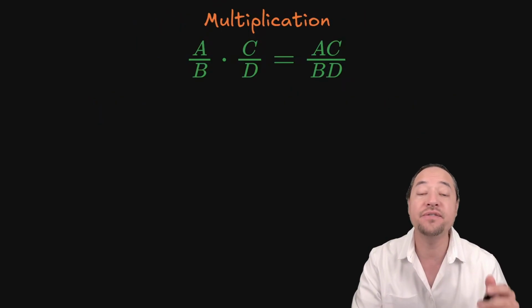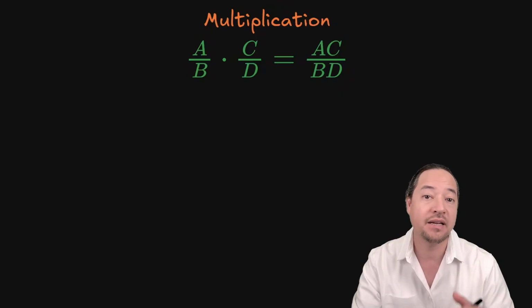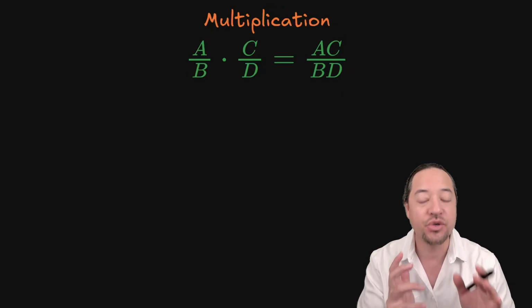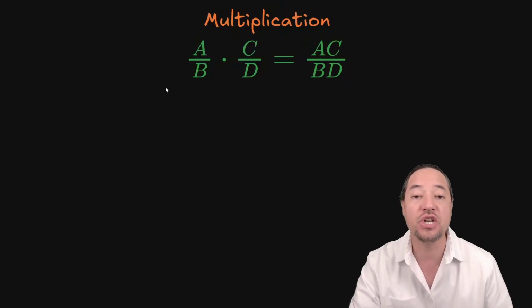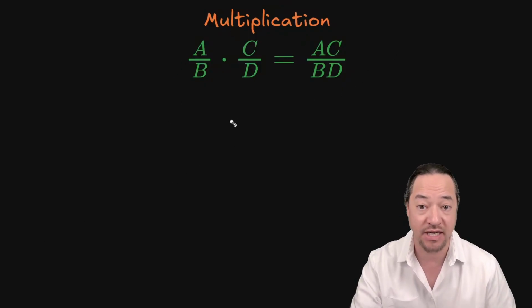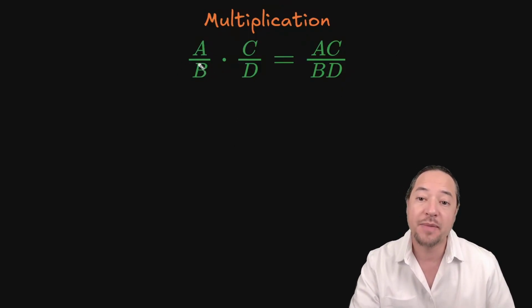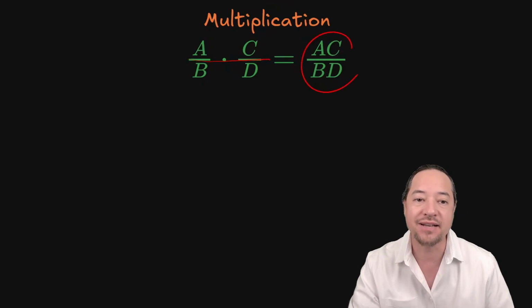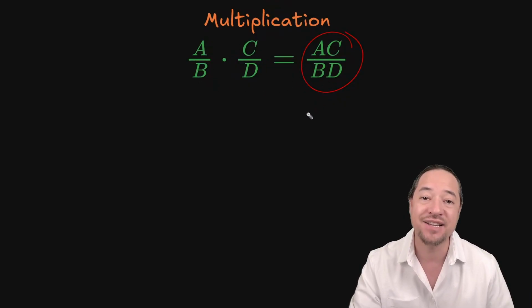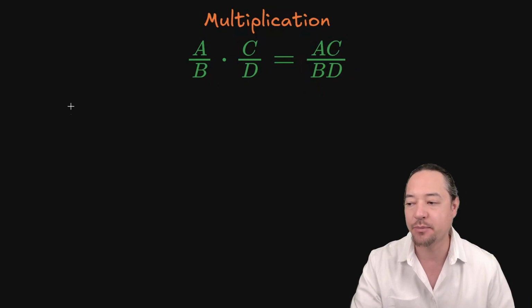Okay, so if you know how to multiply fractions, then you know how to multiply rational expressions. Here's the general rule for fraction multiplication. You can just imagine extending the fraction line across both of these, and you get your result here, right? So a over b times c over d will equal ac over bd. So let's do an example here.